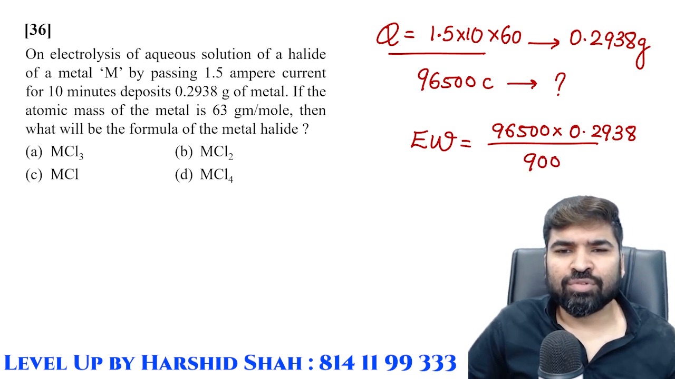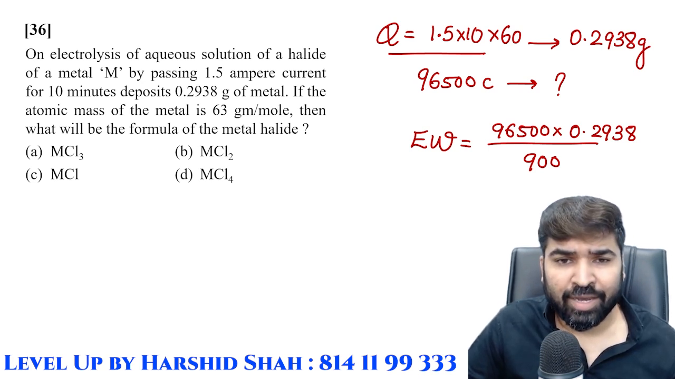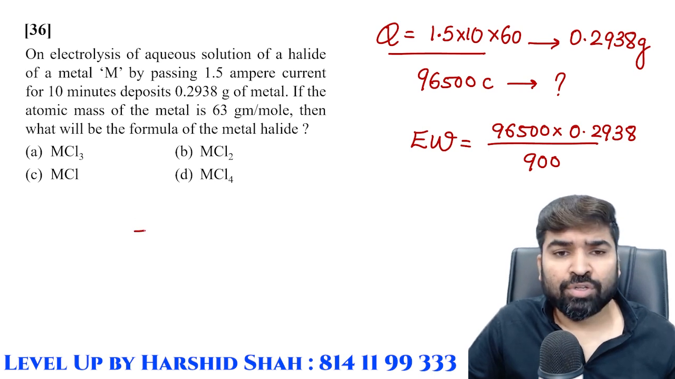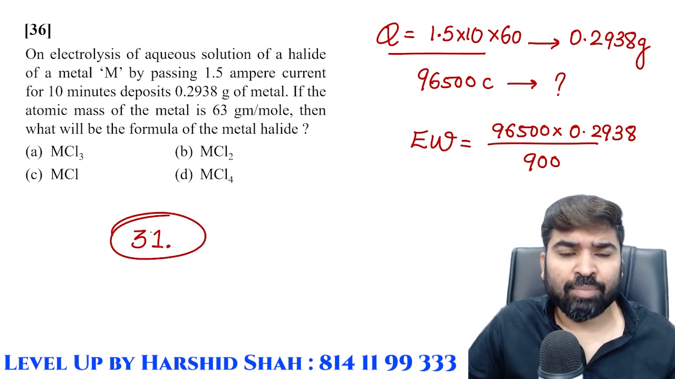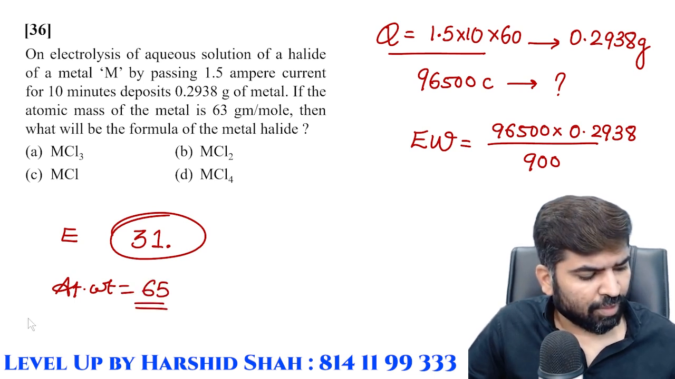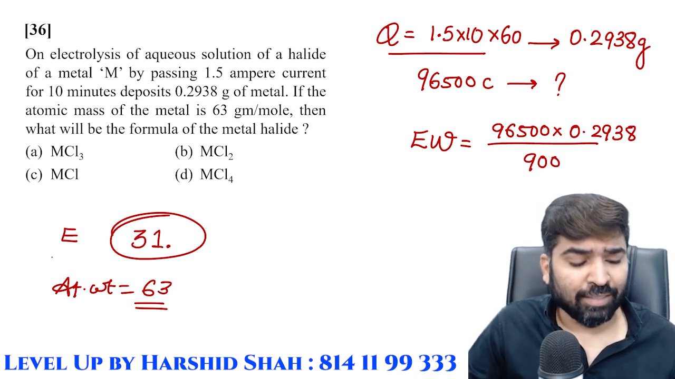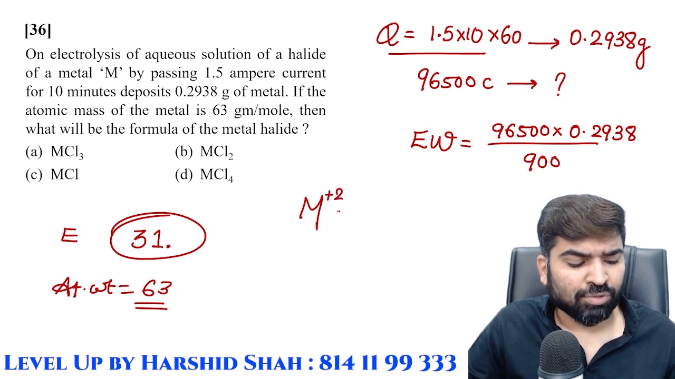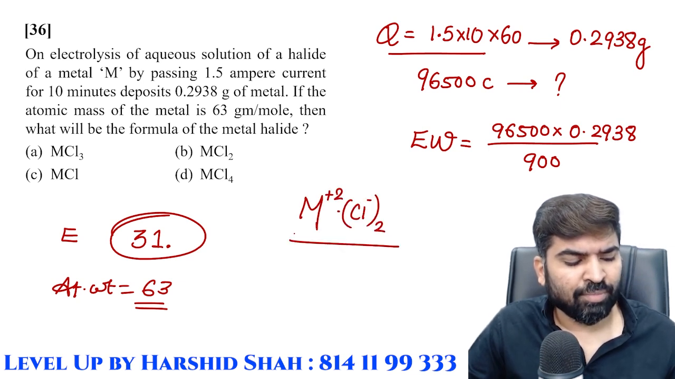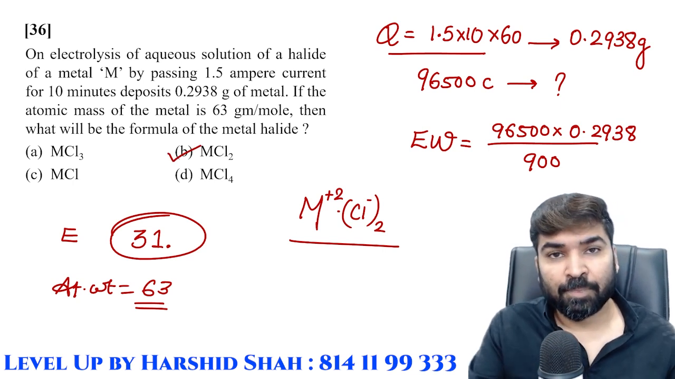Okay, so almost how much? कितना आ रहा है देख लो, चेक करो. ये आएगा almost 31 के आसपास. So 31 point something answer आ रहा है आपका, which is your equivalent weight. और आपका atomic weight जो होगा वो है 65, yes और no, 63 है. So exactly उससे आधा. तो मेटल की valency क्या हुई? +2. साथ में होगा chlorine 2 times. So MCl2, option B आपका answer हो. Clear?